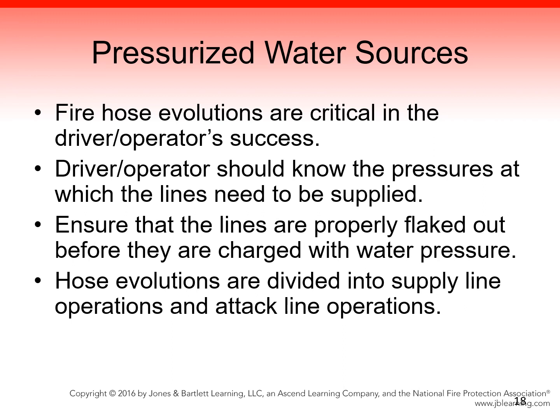Hose evolutions are divided into supply line operations and attack line operations. Supply line operations involve laying hose lines and making connections between a water supply source and an attack pumper. Attack line operations involve advancing hose lines from an attack pumper to apply water onto the fire.